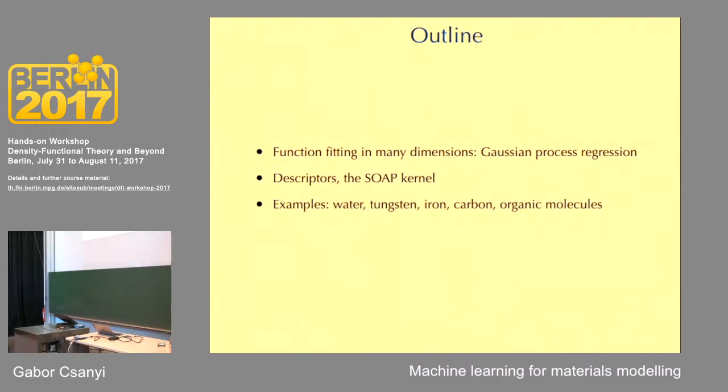Then I'll tell you a little bit about descriptors, and the one that came out from my group, which is called SOAP, which we think can solve a lot of these problems in materials modeling. And then I'll give you examples ranging from water through tungsten, iron, carbon, more materialsy things, and maybe at the end I'll go back to organic molecules again if there's time.